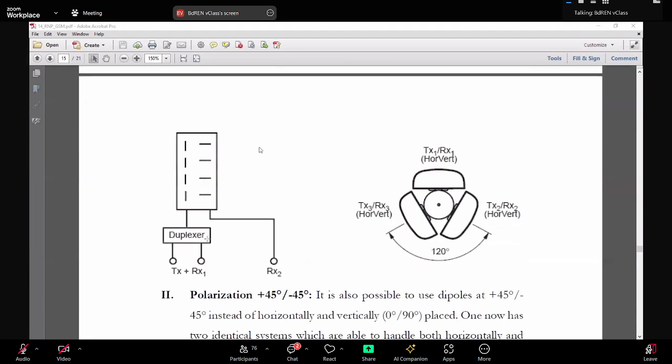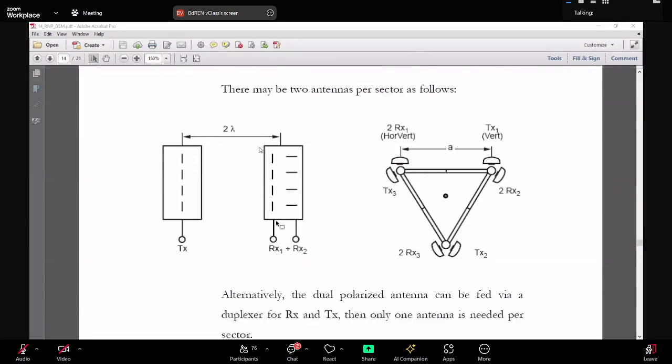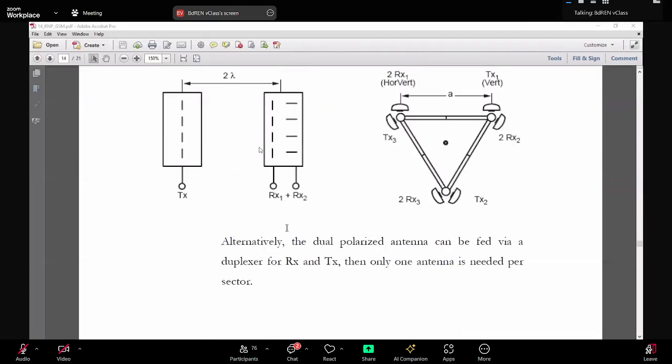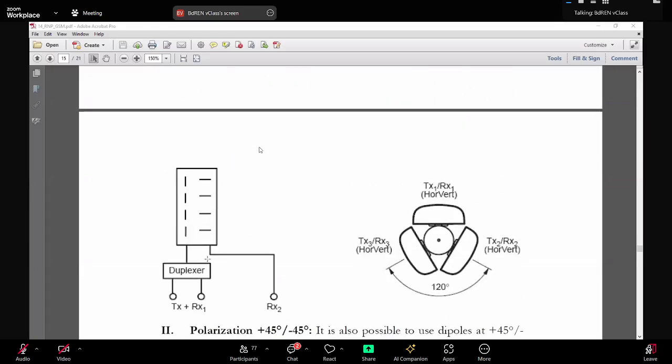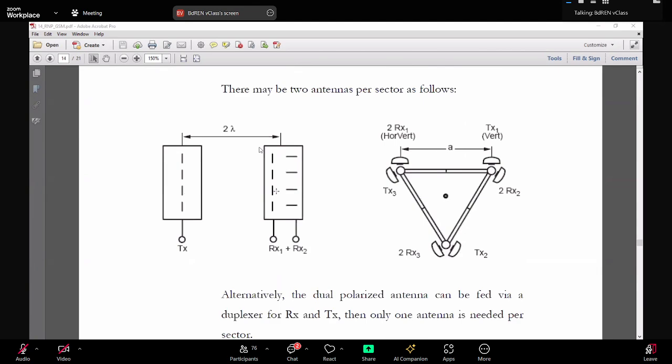alternatively, you could use this way. This vertical antenna is used for transmission and reception, one transmission and one reception, and the horizontal ones are used for the other reception. So instead of having two boxes, you could put them inside one box. When you have two separate boxes, if you implement this way, then you might see the antennas this way.